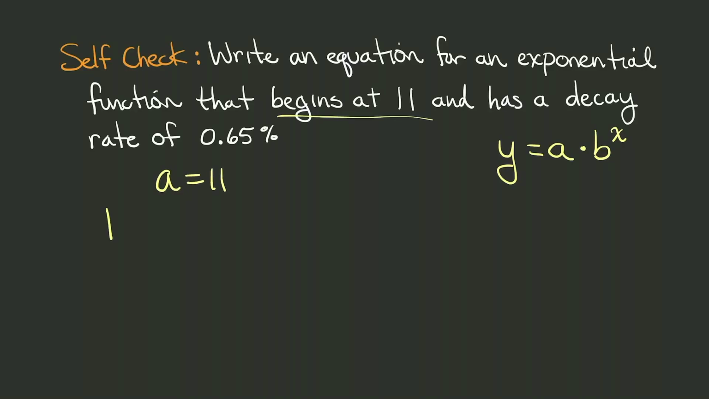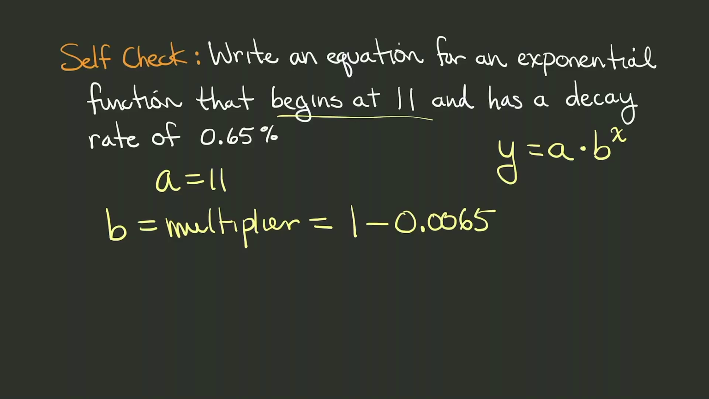And we know b is going to be the multiplier. This is a percent decrease, so we'll take 1 minus our percent written as a decimal. That will be 0.0065, which gives us 0.9935. So our equation will look like y is equal to a, which is 11, times b, which is 0.9935, raised to the x power.